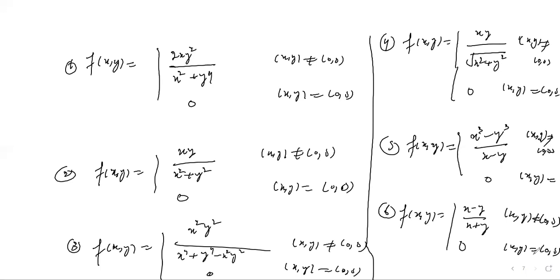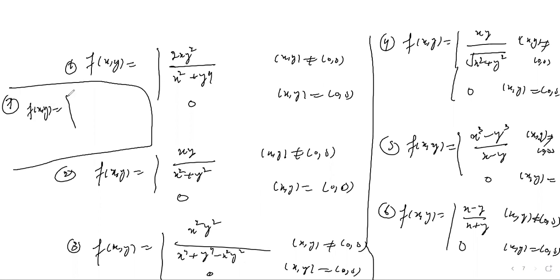Next question. Have you written it? Write quickly. Yes, sir, written. The last example I can adjust here. The 7th example is f of x comma y is equal to x square y divided by x raised to power 4 plus y square, for x comma y not equal to 0 comma 0, and 0 for x comma y equal to 0 comma 0.